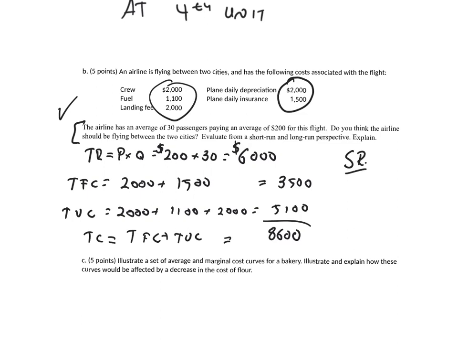Now, let's look in the short run. In the short run, we have both total fixed costs and total variable costs. If our total revenue is enough to cover our total variable costs and then some of our total fixed costs, we should continue to fly. And in this case, the total revenue is $6,000. Our total variable cost is $5,100. And so our loss is going to be smaller if we continue to fly. Even though we know we're going to have a loss of $900, we should continue to fly.